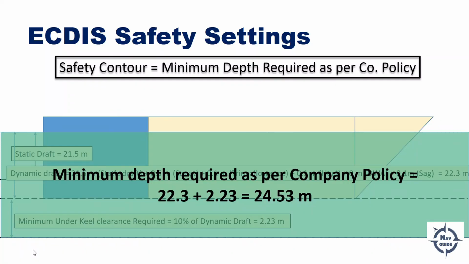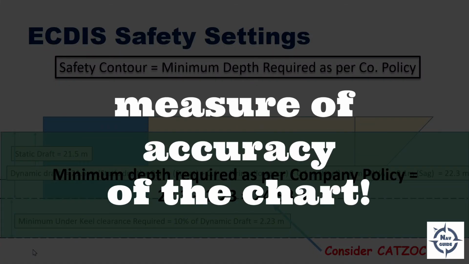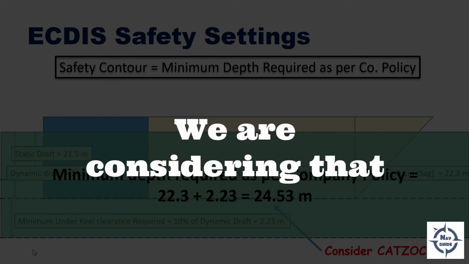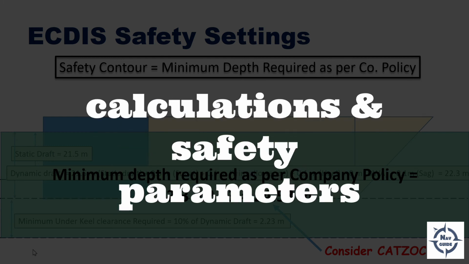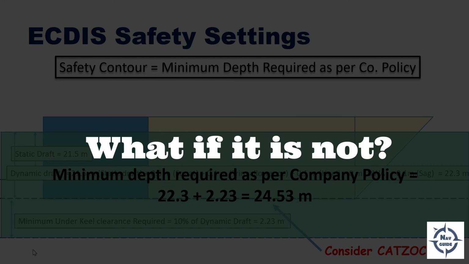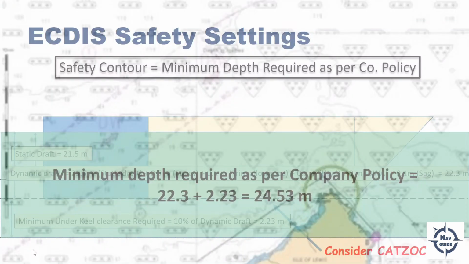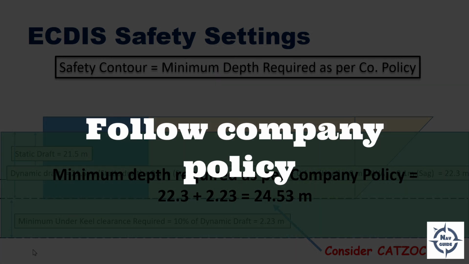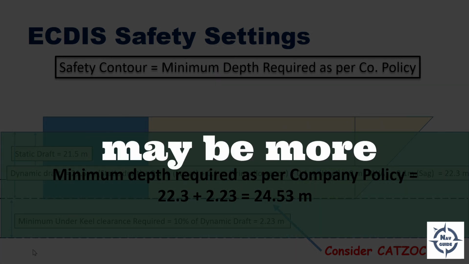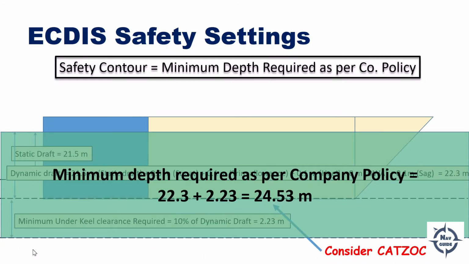There is another thing to consider over here, and that is the CATZOC. What is CATZOC? CATZOC is essentially the accuracy of the chart. Think about this. We are considering that the depth written on the chart is accurate, and we are basing all our calculations and safety parameters on that. What if it is not? If the CATZOC value of the chart is low, that would mean that the chart is not that accurate, and you have to have an allowance for that. Follow your company policy in this regard on how to apply CATZOC, and your minimum depth required may actually be more than 24.53. If the CATZOC value is high, we can trust the soundings on the chart, and in that case, the minimum depth becomes 24.53 for this example.